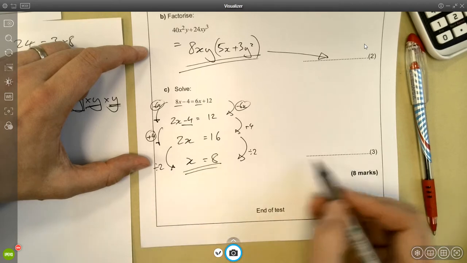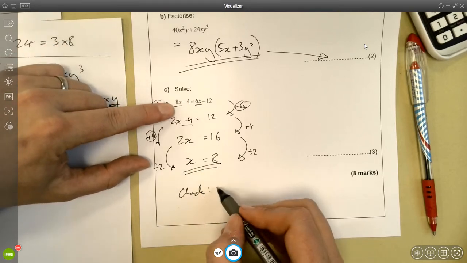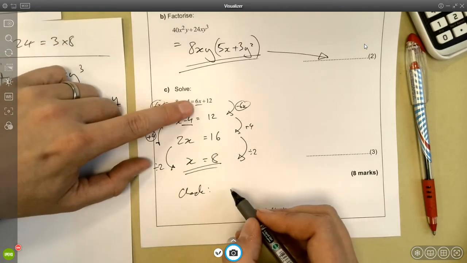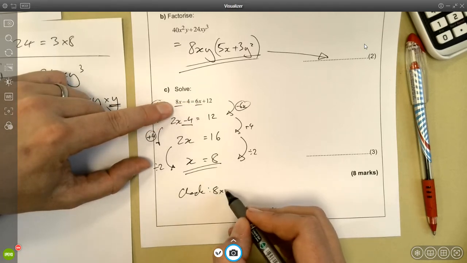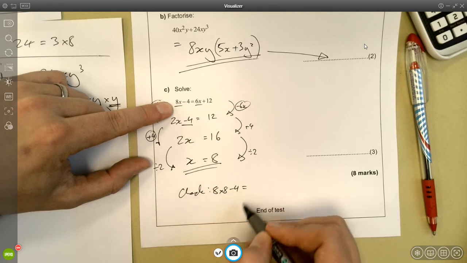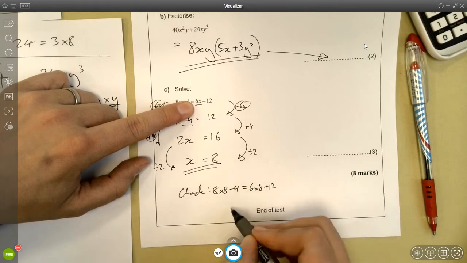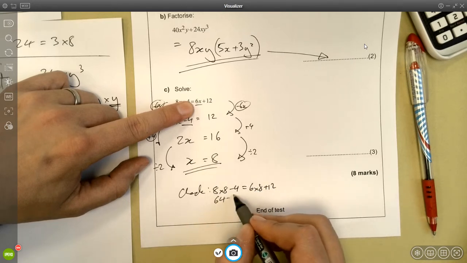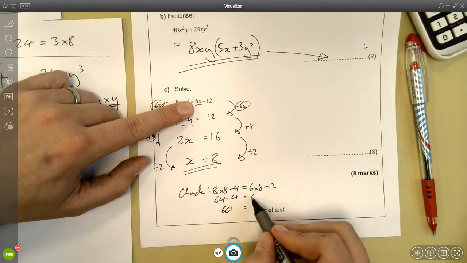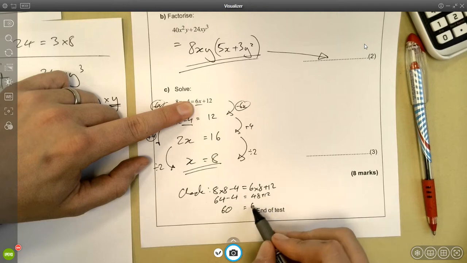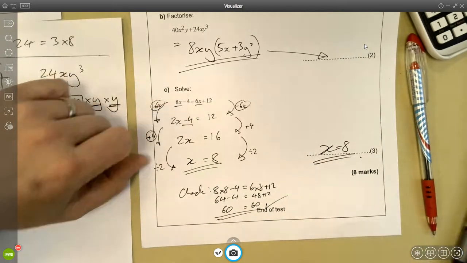Okay, now before I put my answer there, I'm going to do a check. So if x is 8, I know that 8x minus 4 must be equal to 6x plus 12. So 8 times 8, take away 4, must be the same answer as 6 times 8 plus 12. So let's work it out. 64 take away 4 on that side gives us 60. 48 plus 12 gives us 60. So look, it's worked. So I'm going to be confident here and put x equals 8 as my answer.